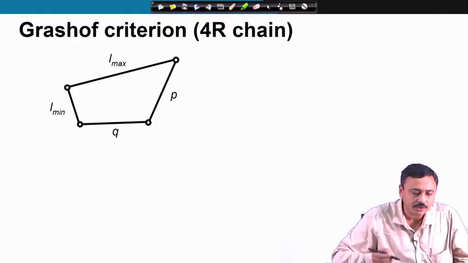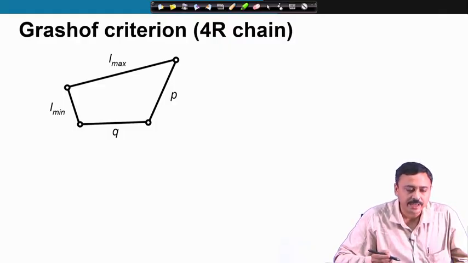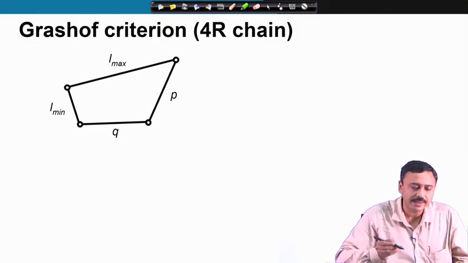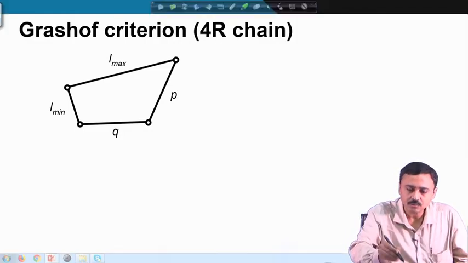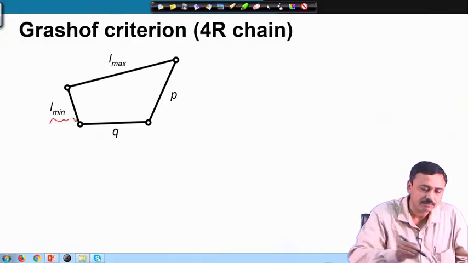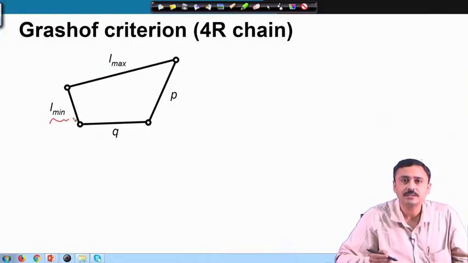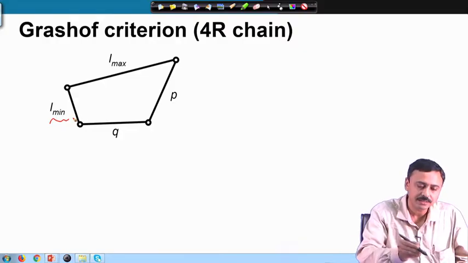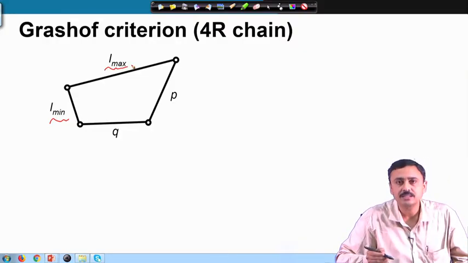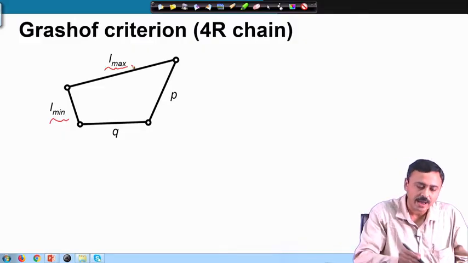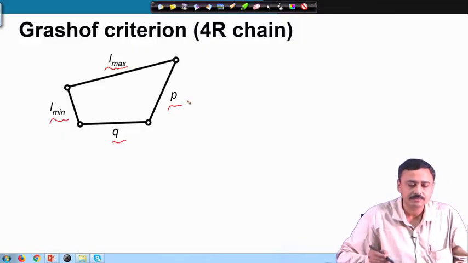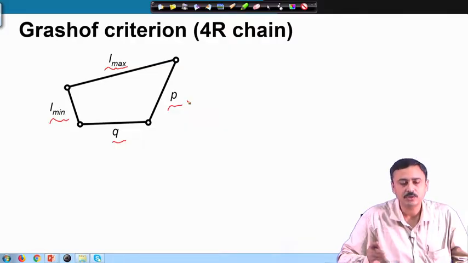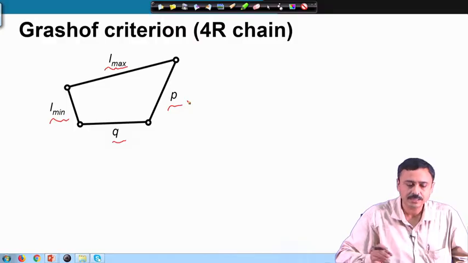Here I have drawn a 4R chain and I have marked the link lengths. There is one length which I call L min, the minimum length. There is one link which I call L max, which is the longest link, and there are two intermediate links P and Q. So, the shortest link is L min, the longest link is L max, and the intermediate links are P and Q.